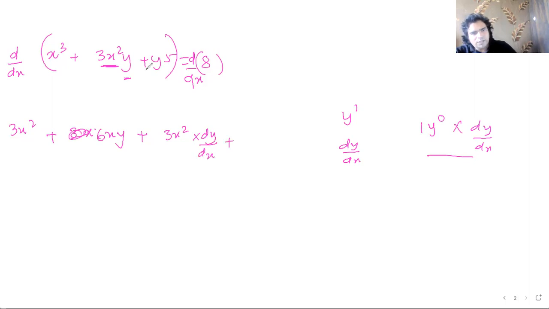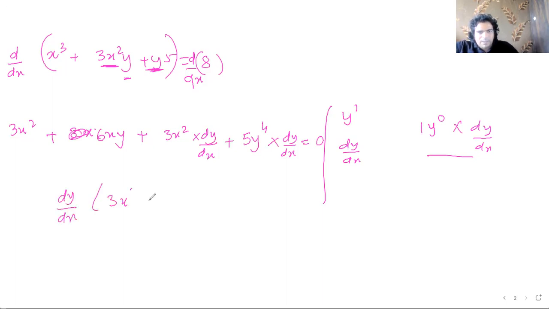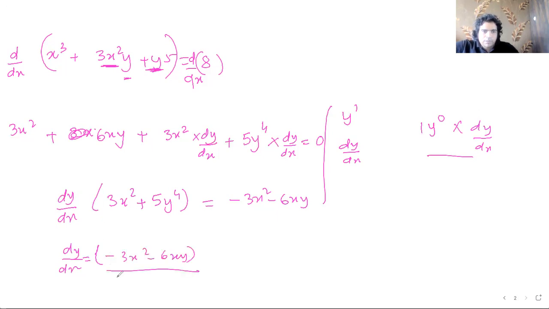Now plus y to the power 5 will be 5 y to the power 4, first parent function, times the child function, equals to 0, because derivative of 8 will be 0. Now what you're going to do next is, you collect the dy by dx terms together and non-dy by dx terms other side. So in this case, what we get is dy by dx, if I take common, guys, we get 3x squared plus 5y to the power 4 equals to -3x squared, -6xy. So dy by dx will be equals to -3x squared, -6xy over 3x squared plus 5y to the power 4.